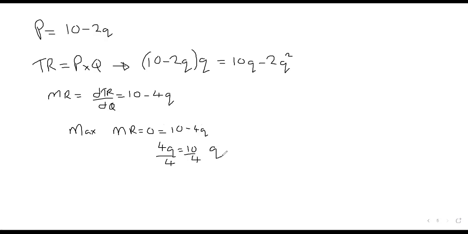2.5. So this 2.5 you put back in the original price function so that we calculate the price also. So 10 minus what? 2Q. But it's Q, put 2.5. 2.5 times 2 will give you a 5. 5 when you subtract it from 10 will give you 5. So this is how we optimize revenue. Revenue optimization.